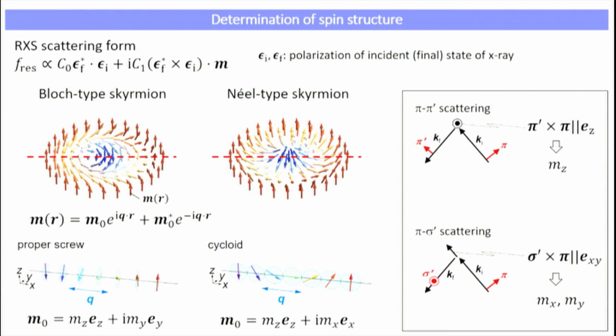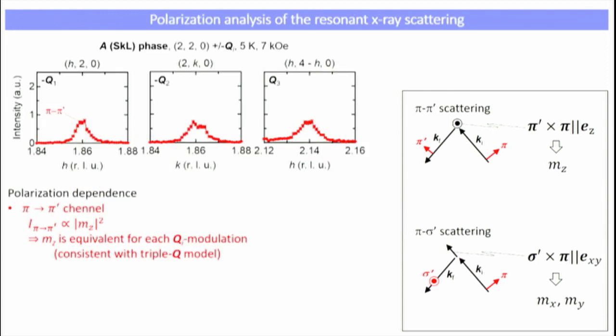In the case of the polarization scattering from pi to pi, it captures the information of the magnetic modulation along the z-axis. But in the case of the pi to sigma polarization, it can capture the in-plane magnetic modulation. So comparing the intensity for the different satellite peaks, you can determine the magnetic structures. This is the result for the pi-pi scattering, picking up the m_z component of the spin modulation, almost equivalent for each q vector, consistent with the equivalent triple superposition of the 3 modulated spin structures.